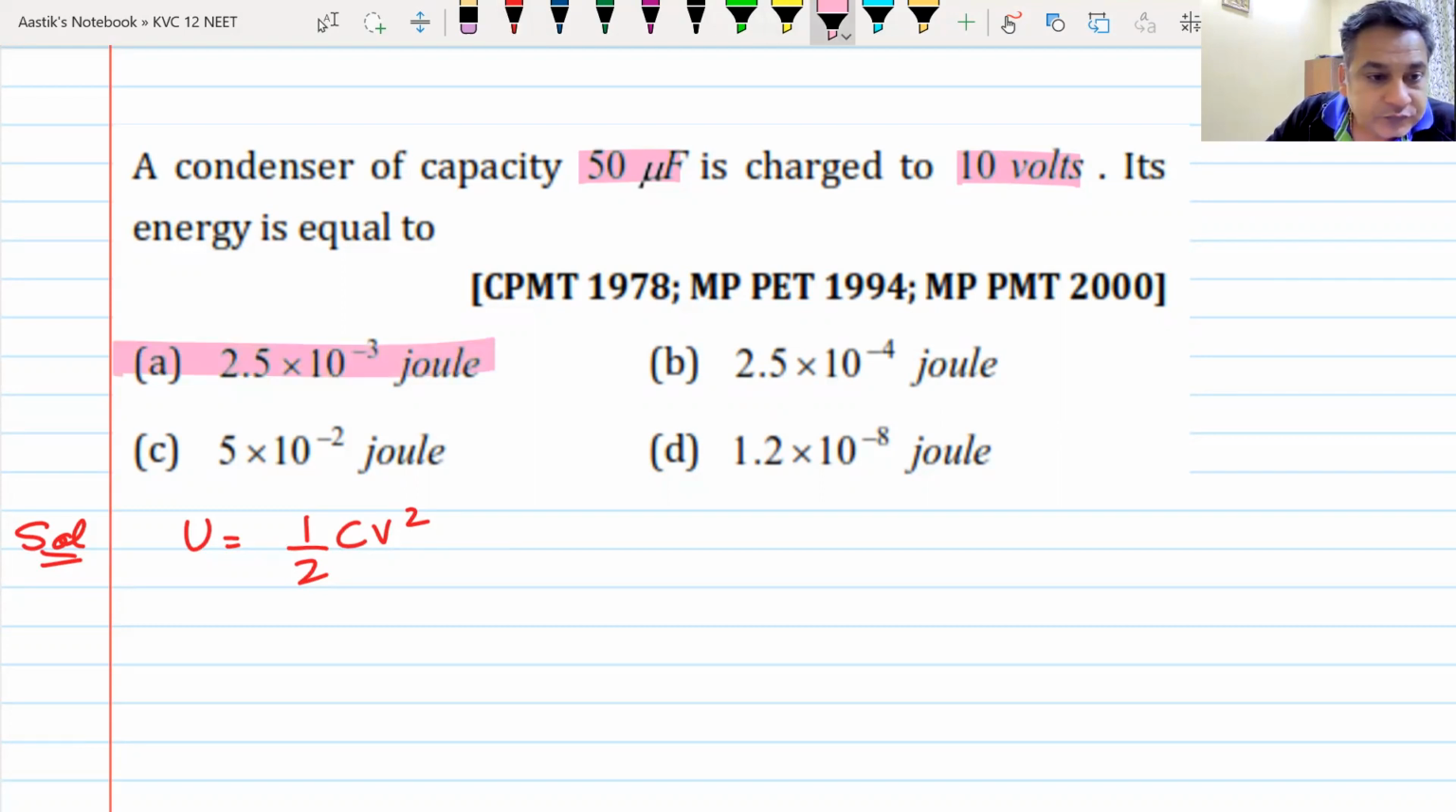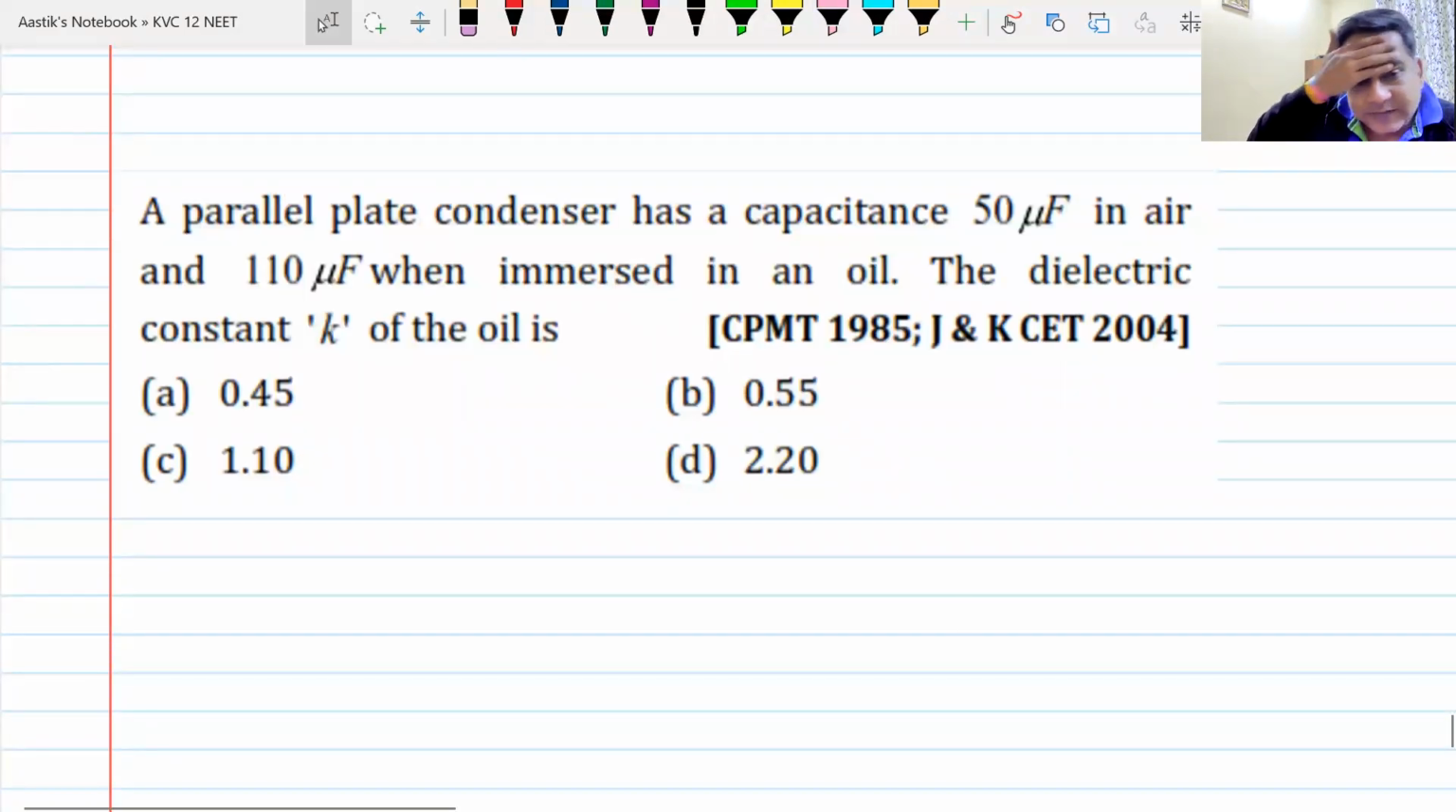I hope you were able to do this. This is the next one. I hope you can do this one as well. Simple formula you have to remember and simple question you have to do. This is the next one, question number 4. A parallel plate capacitor has a capacitance of 50 microfarad in air and 110 microfarad when immersed in an oil. What is the dielectric constant of the oil? You'll have 2 minutes to do this. How are you supposed to do this question, bacha?